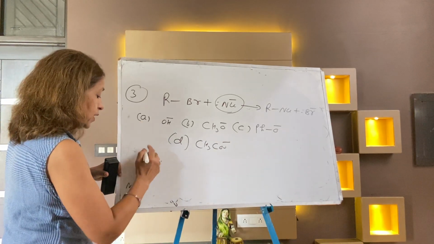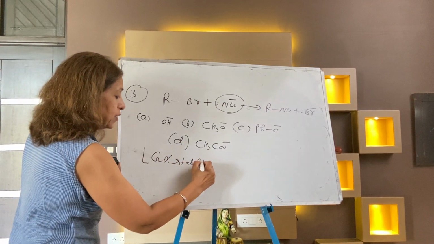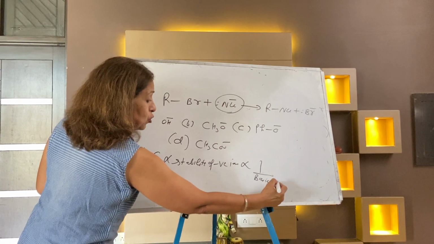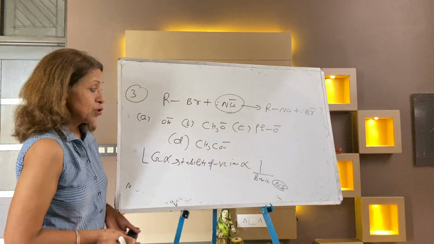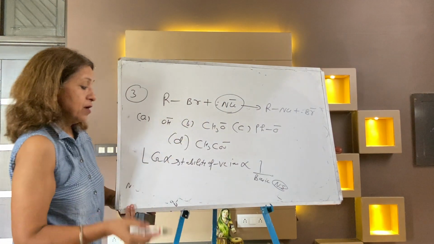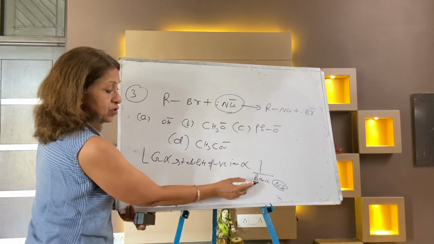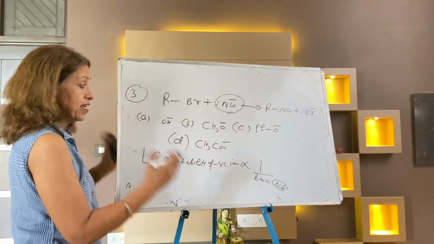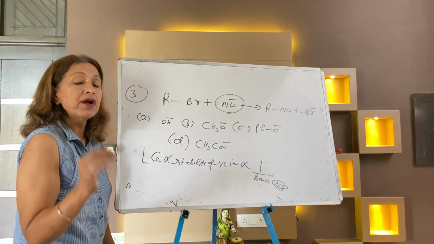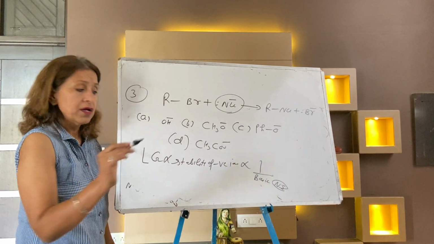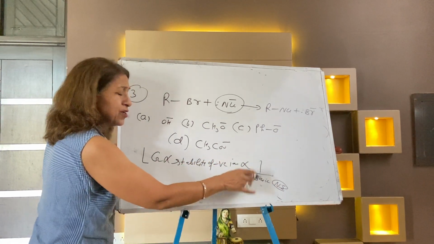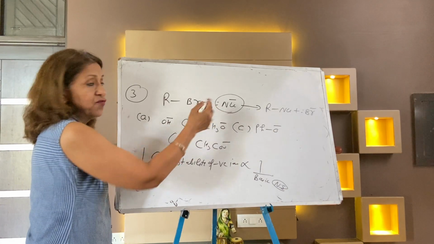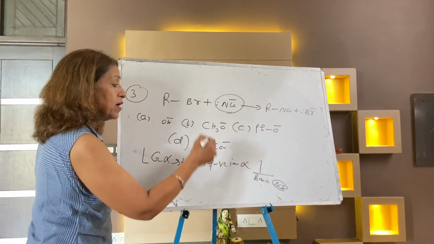Leaving group ability is directly proportional to the stability of the negative ion, and inversely proportional to basic strength, that is the conjugate base strength. Now we want the stronger nucleophile, and the stronger nucleophile is the one which is least stable. Out of these four, I will identify which negative ion is least stable. Stability of the negative ion is inversely proportional to nucleophilic strength. The less stable the ion is, the more the nucleophilic strength. The more the nucleophilic strength, the faster the reaction. So let us find the least stable negative ion.